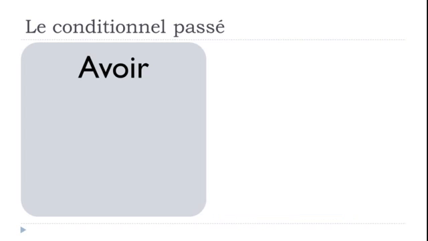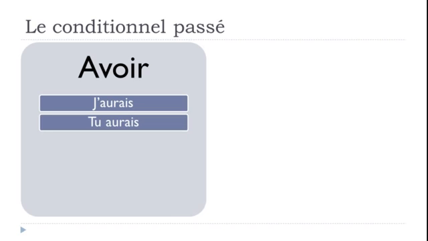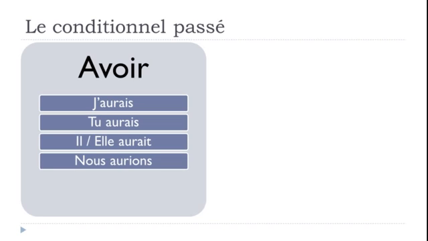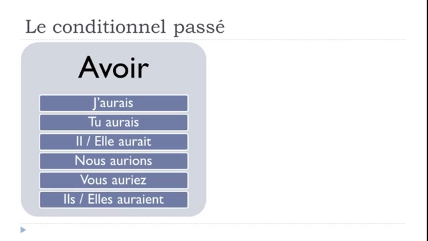Okay, so let's see now how avoir and être go at the conditionnel présent, because that's the first part that you will have to put. So it's j'aurais, tu aurais, il aurait, elle aurait, nous aurions, vous auriez, ils auraient, elles auraient. Okay, so that's what you will use in most of the cases.